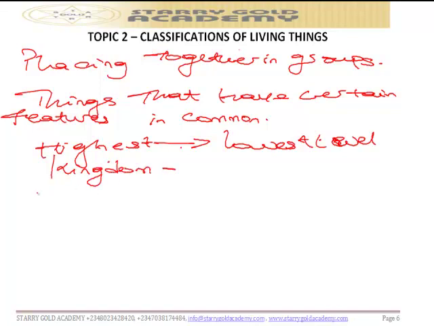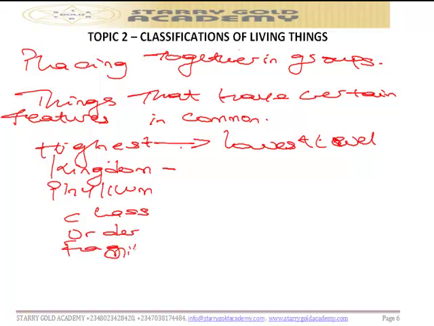Followed by phylum. Followed by the class. Then we have order, family, genus, and we have species. Right? So these are how we classify living things, from the beginning to the end.